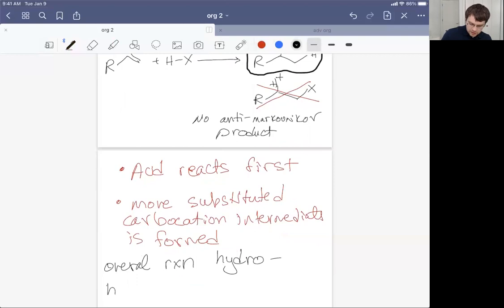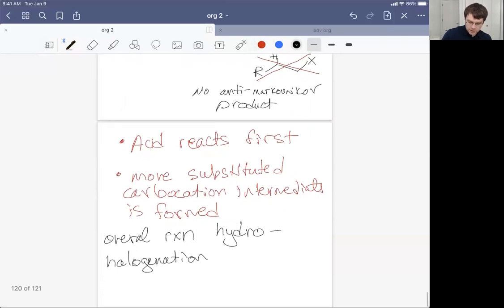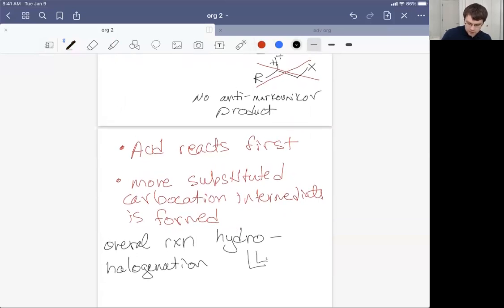And it's not hyphenated, but I did just to emphasize that hydro means H plus, and then halogenation means X minus. So these names are not names of people. They are just names to kind of remind us what's happening in the actual reaction. One could argue a lot more useful than like a name reaction or something like that.